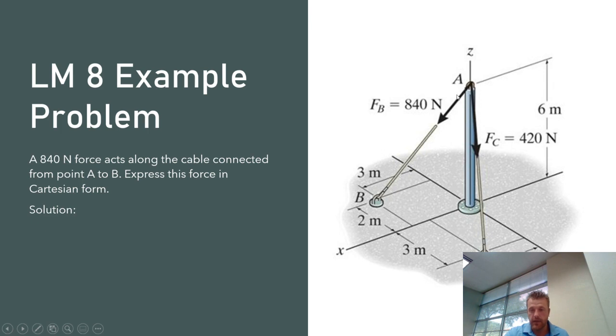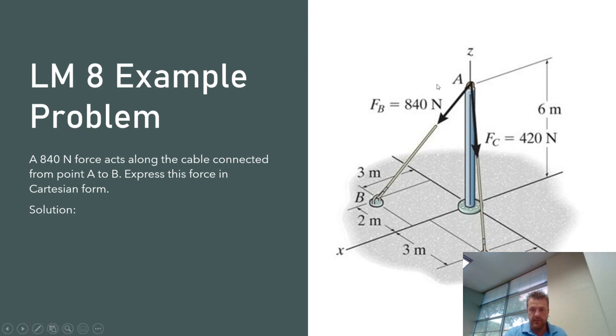exerting an 840 Newton force on this pole, pulling it along the line of action that's described by a position vector from A to B. How would we write that force F_B in rectangular coordinates? Well, using the approach that we described beforehand, pause the video and think about it for a minute to make sure that you know how to do this.